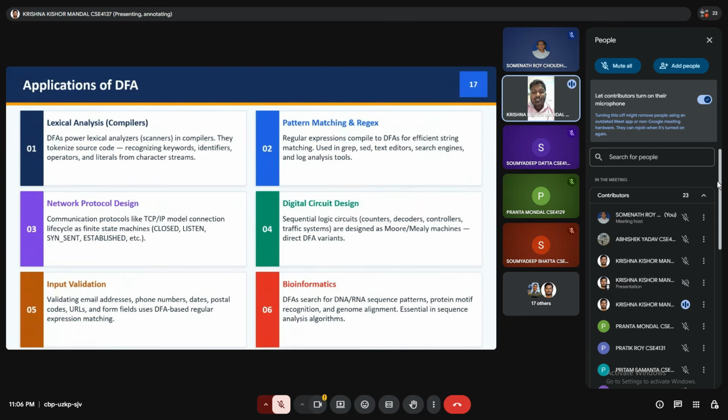Fourth, in digital circuit design, sequential circuits such as controllers and traffic systems are designed by using DFA concepts. Fifth, in input validation, DFA helps validate formats like email addresses, phone numbers, and URLs. Lastly, in bioinformatics, DFA is used to analyze DNA and protein sequences. So DFA plays a crucial role in many areas of computer science.